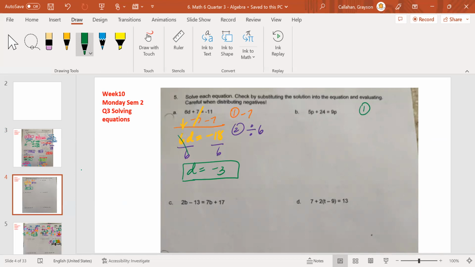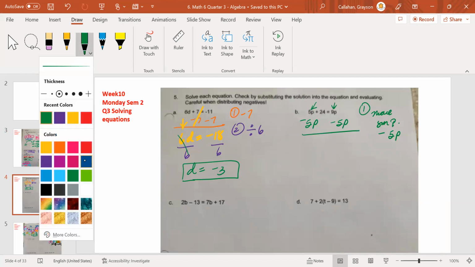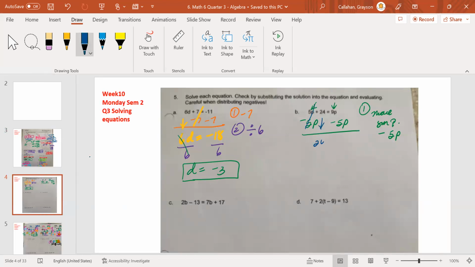Okay, for B, step number 1. Notice that there's 2 P's in 2 different locations. You're going to move the smaller P. So in this case, we're going to subtract the 5P on both sides. When you do that, this part cancels, bring down the 24, which 9 minus 5 is a positive 4P. Divide by 4 on both sides. 4 cancels, P is now by itself, and that gives me a 6.